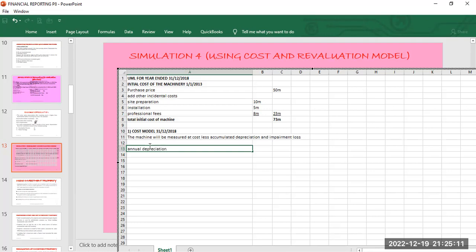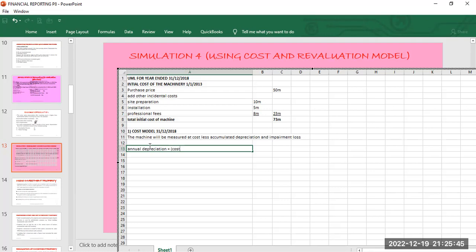Annual depreciation will be equal to... here they have not given us a scrap value, they have just given us the useful life of the asset and the cost of the asset. That's all we have. We don't have any scrap value. So we use the information we have, and we'll be able to get what we can.